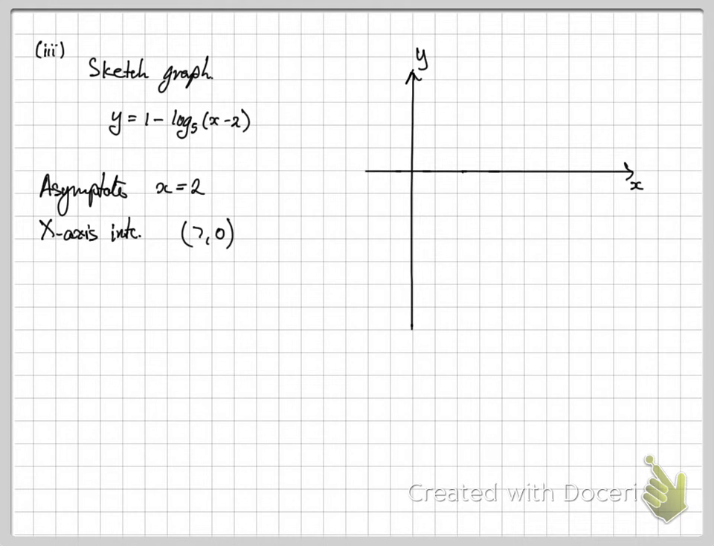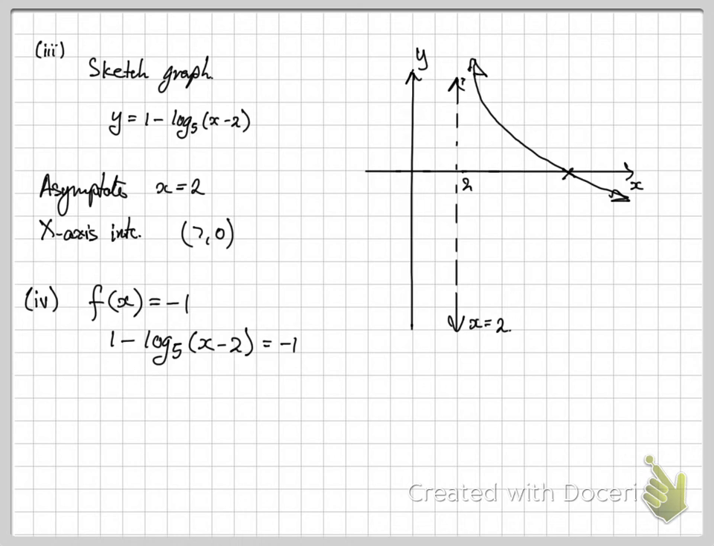Alright, so let's graph this one. First thing, draw in the asymptote at x equals 2. Mark the x-axis intercept at 7. And from before, we know the general shape where it's going. So it's going to be coming down like this.